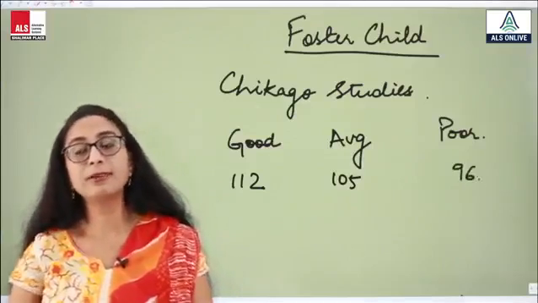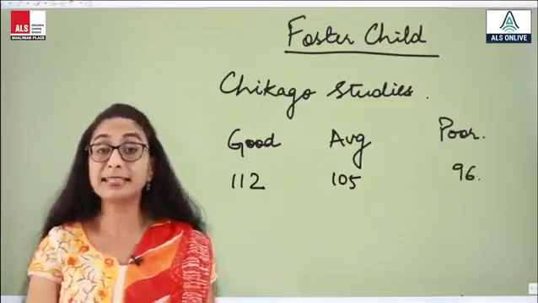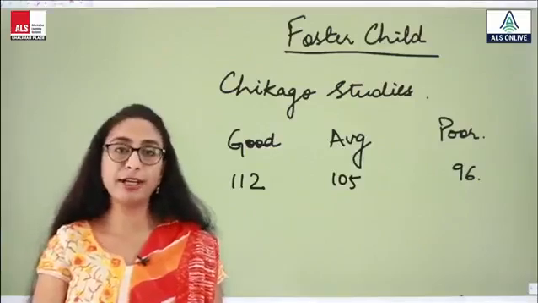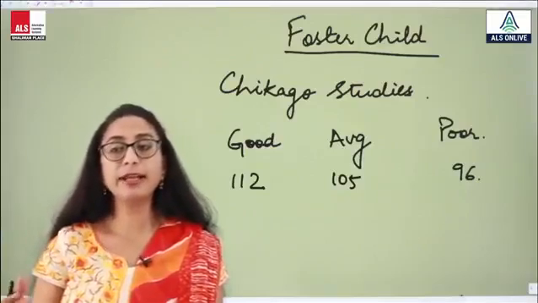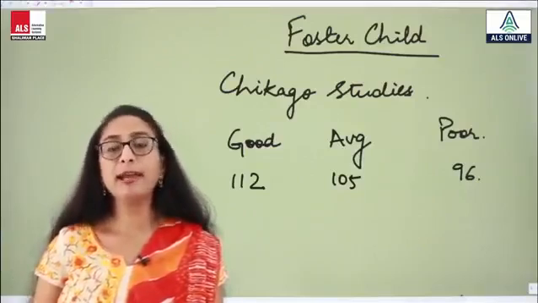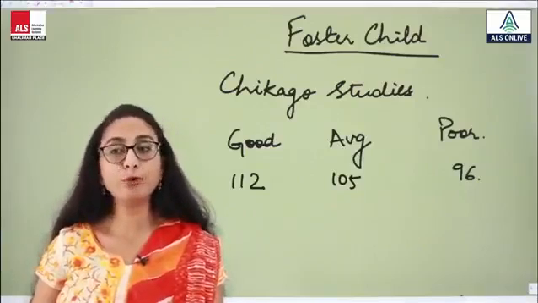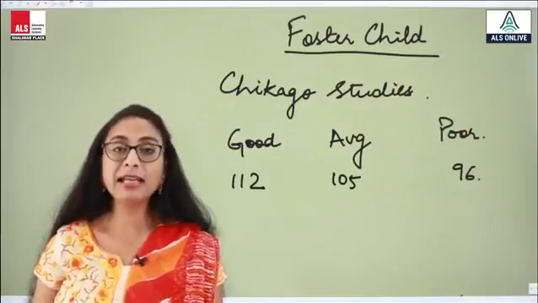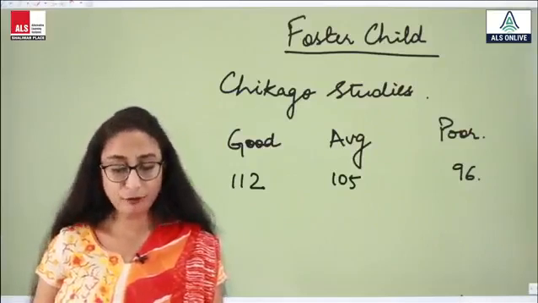So what does this reveal? It reveals that yes, environment definitely plays an important role in the intelligence of a child, because in the good homes you can find that they have a very high score, that is 112. In average homes 105, in poor homes 96. Okay, so it says that environment definitely has a noticeable effect on the development of intelligence.